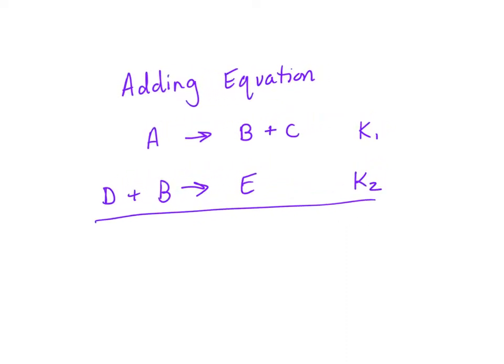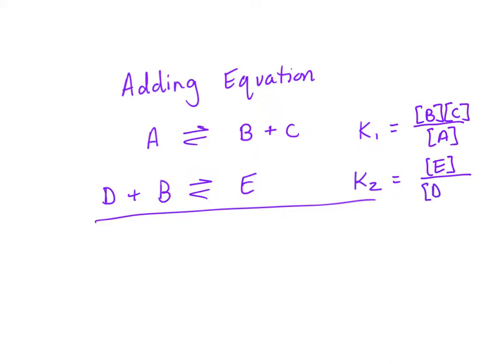All right, so what happens then if we add two equations together? So let's look at the reaction. We're going to have A in equilibrium with B plus C, and then D plus B in equilibrium with E. K1 is going to be equal to the concentration of B times the concentration of C over the concentration of A. And K2 is going to be equal to the concentration of E divided by the concentration of D times the concentration of B. When we add these equations together, we can cancel out B on both sides of the arrow, and we get A plus D in equilibrium with E plus C.